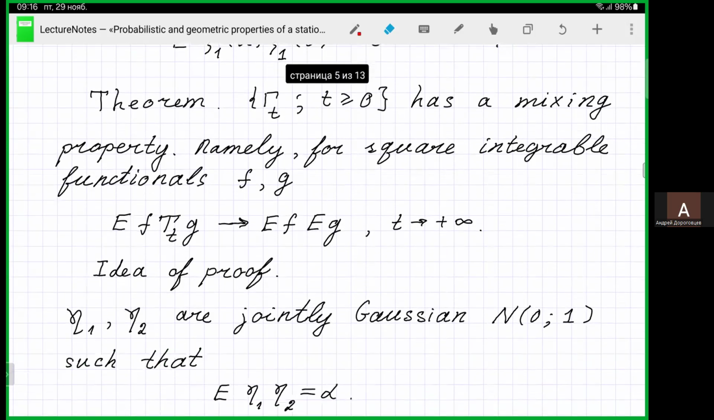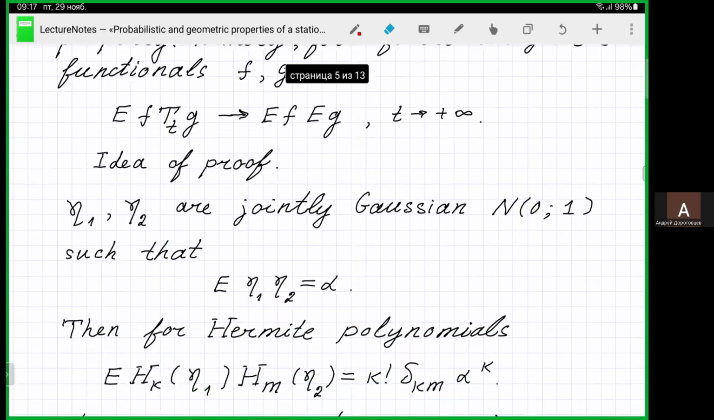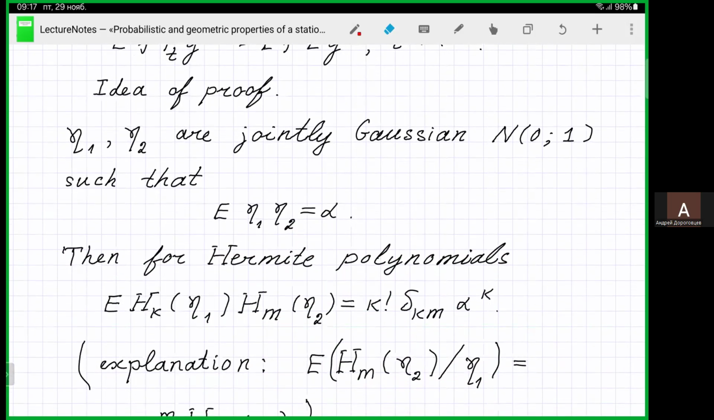Since it is technical, I will just give the idea of the proof, and the idea is the following. Excuse me.